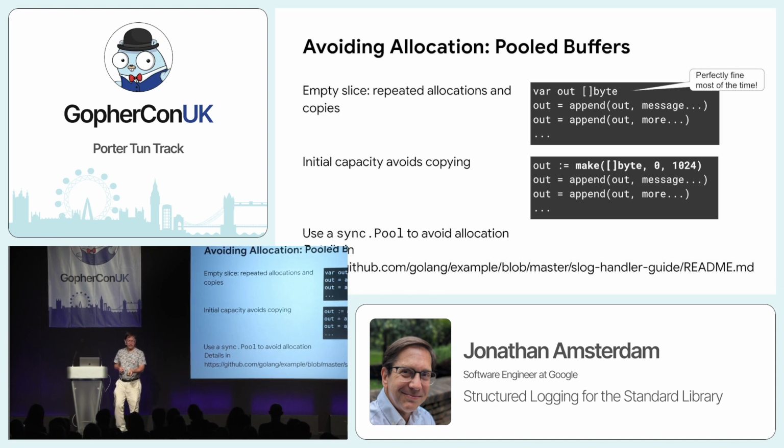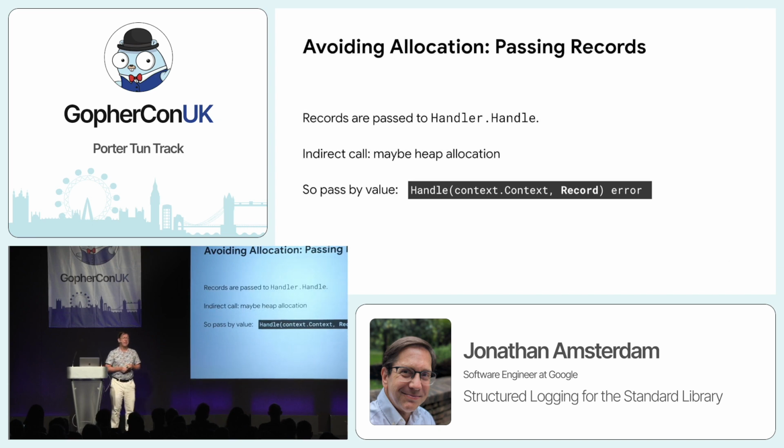The next way we avoided allocation, passing records. So logger constructs a record and passes it to the handler. That handler.handle call is an indirect call. So if we passed a pointer to a record, it would be heap allocated because escape analysis wouldn't be able to prove that it doesn't escape. And indeed, it might escape. A handler might take that record and give it to something else, put it on a channel or something like that. So how do we avoid allocations there?